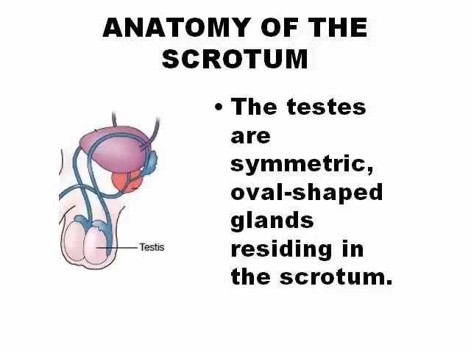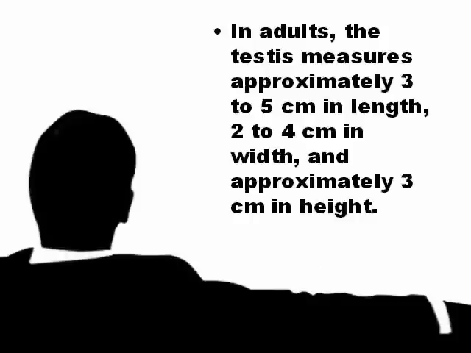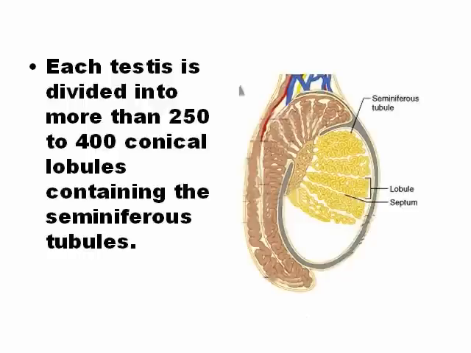Anatomy of the scrotum. The most important organs in the scrotum are the testes. They are symmetrical oval-shaped glands and are also called gonads. In adults, in general, they measure 3 to 5 centimeters in length. Each testis is divided into lobules. Each testis has from 200 to 400 lobules, and each lobule has a seminiferous tubule.